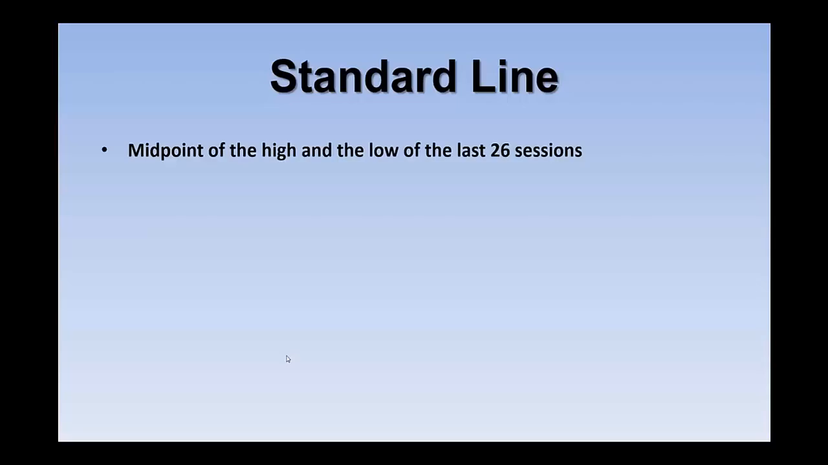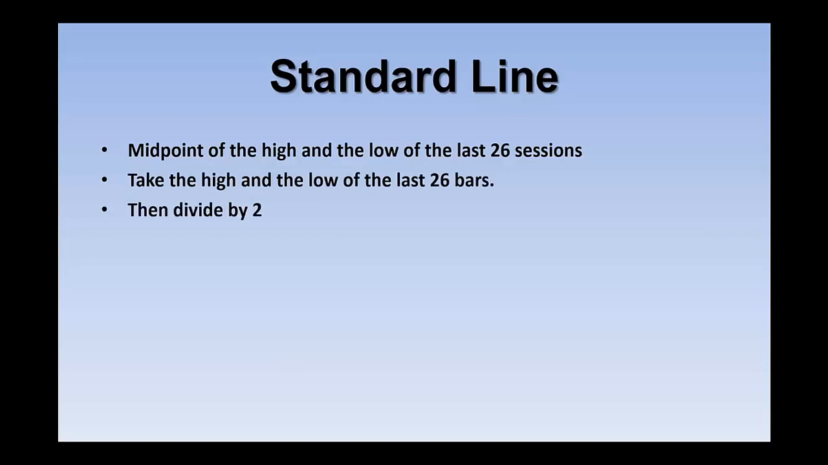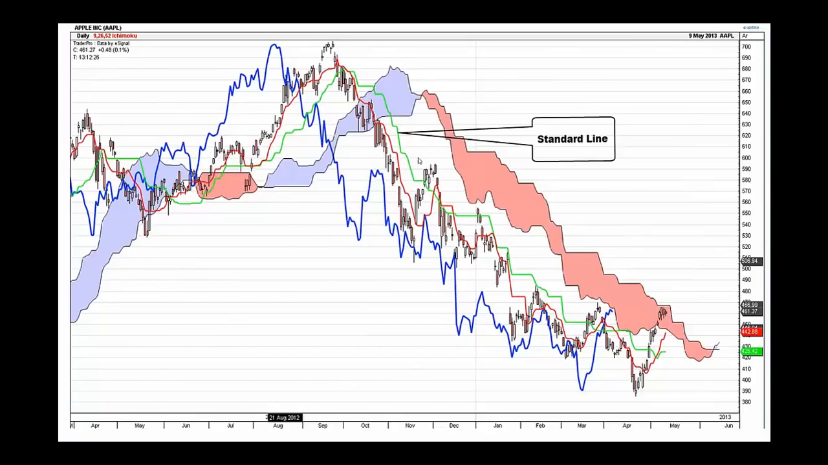Now, that green line is the standard line. It's the midpoint of the high and the low of the last 26 sessions. You're going to take them and add those together, and then you're going to divide that by 2. That number is your midpoint. So it looks like this right here. The little green line is the one second closest to the price action. So you've got price action right here, turning line here, standard line there.